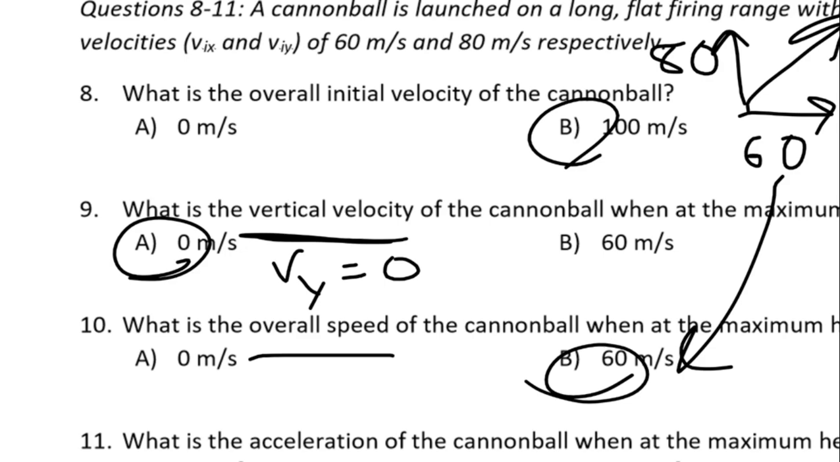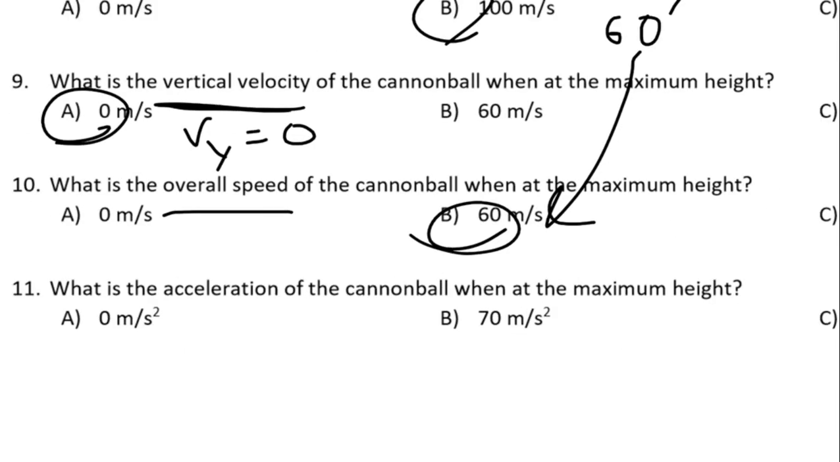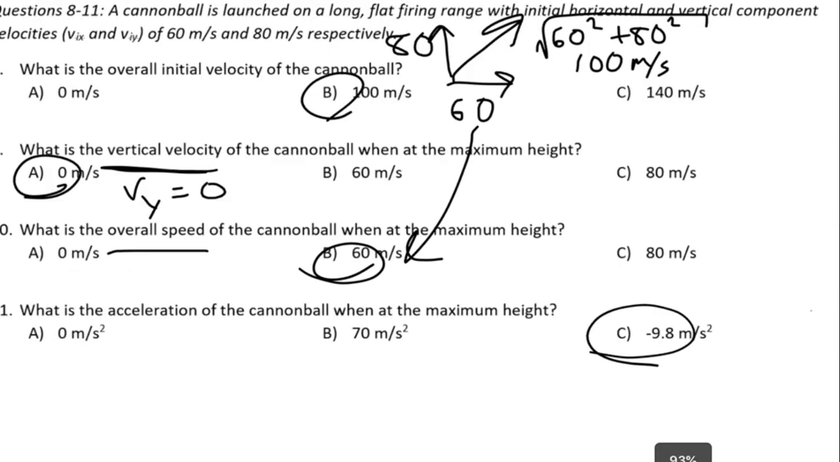And then the acceleration of the cannonball when at max height, the acceleration really anywhere along this, is going to be negative 9.8 meters per second squared, always. Okay, so that's some of the basic concepts there.